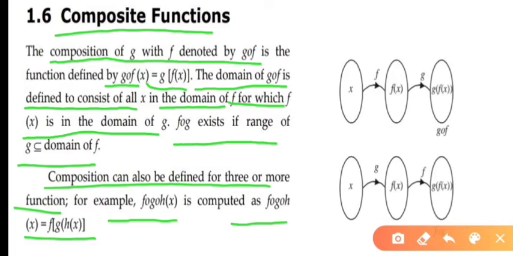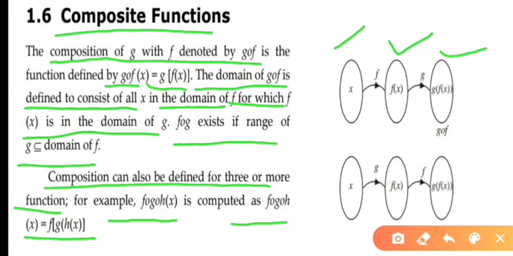Let's say diagrammatically, or by using an arrow diagram. Here the first one is x under the function F of x, and again under the function G, that is nothing but the composition. X under F becomes F of x, and under G the composition becomes G of F of x. This second one is nothing but G of F of x, right?